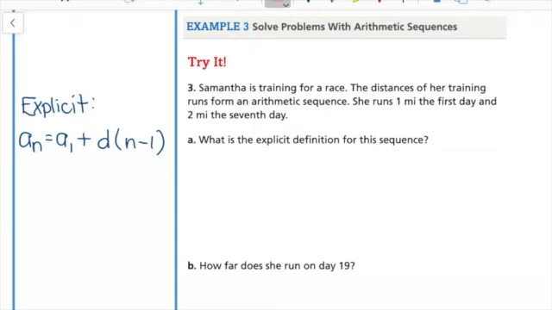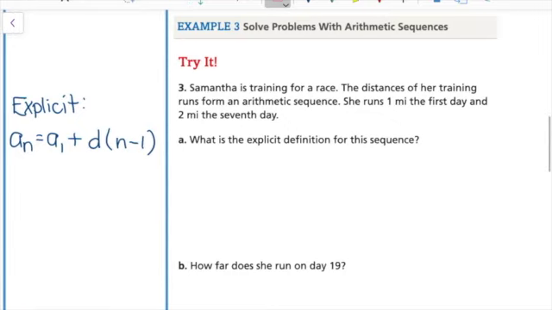All right, looking at example 3, what if we solve problems with arithmetic sequences? What does that look like? Arithmetic sequences are very real world. Here's an example. Samantha is training for a race. The distance of her training runs form an arithmetic sequence. She runs 1 mile on the first day and 2 miles on the second day.